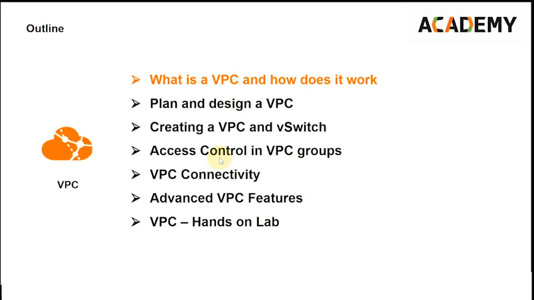And what we will discuss in this course is what a VPC is and how it works, and the planning and design of the VPC, the Virtual Private Cloud, which we will discuss later in detail, along with the virtual network in Alibaba Cloud. Creating a VPC and a vSwitch, access control in VPC groups, and VPC connectivity. It includes the advanced VPC features, including vSwitches, routing, cloud enterprise networks, and peering. And last but not least, we will try our best to get some hands-on practice with the provision of the virtual private cloud. So let's get started.